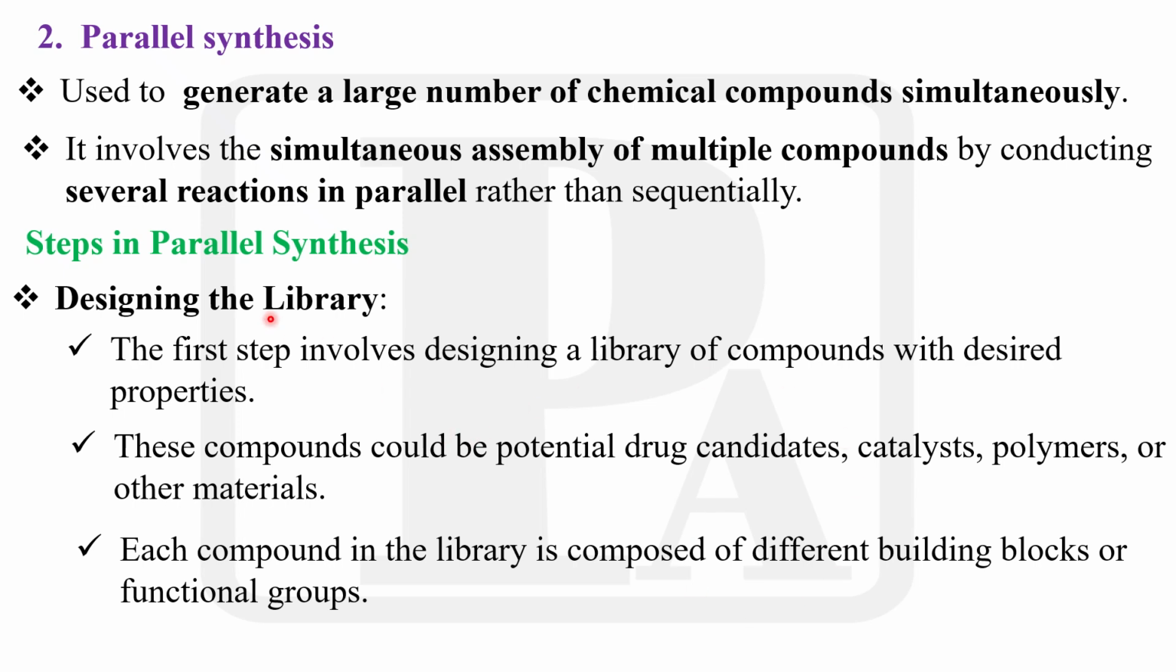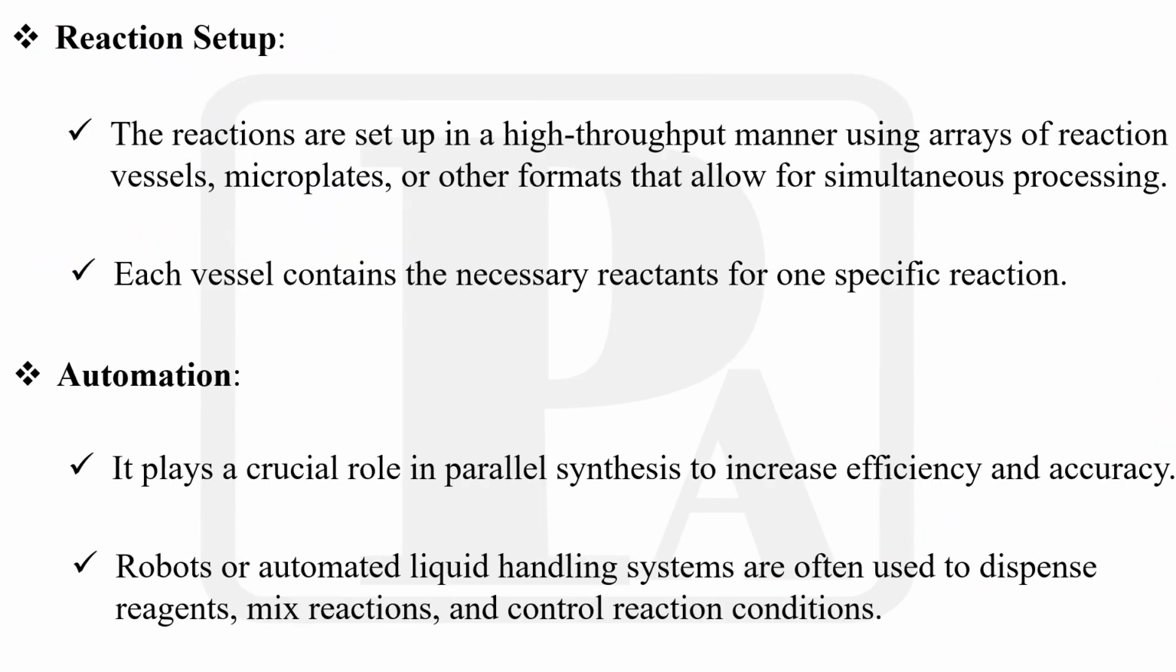So what is the first step? We have to design a library. On what basis are we designing the library? Based on desired properties. How are the compounds? That may be a drug candidate or a catalyst or a polymer or other materials. So the compound is composed of different building blocks or different functional groups.